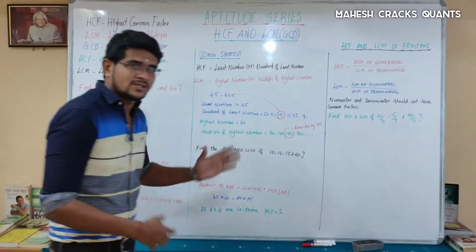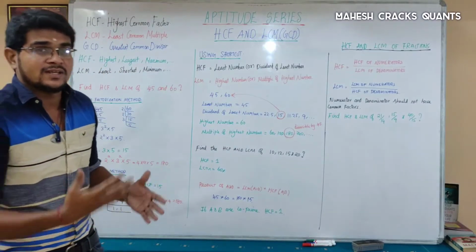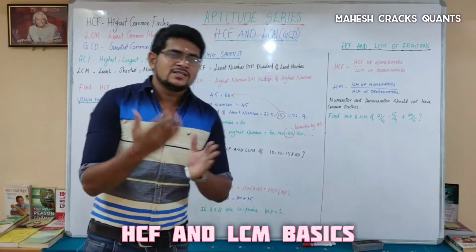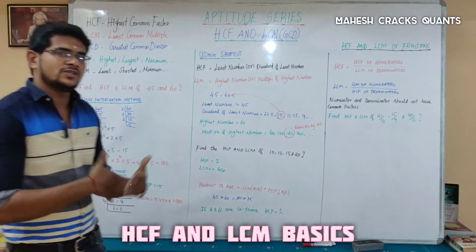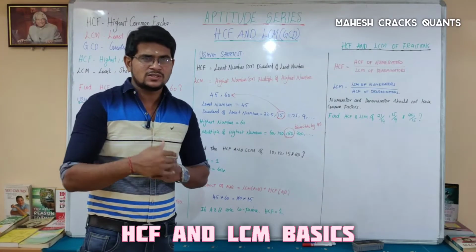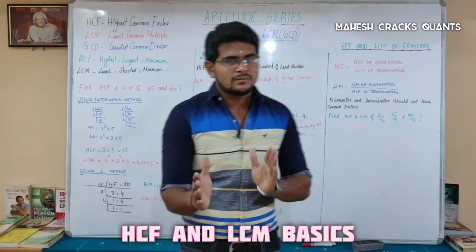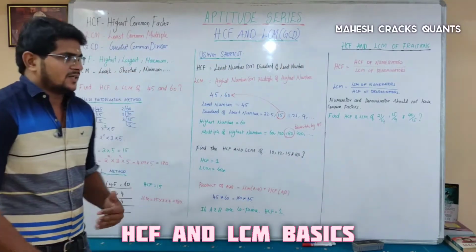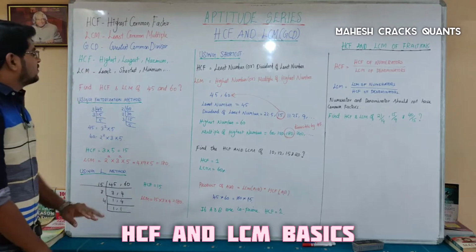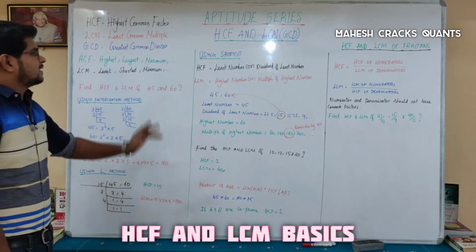So, LCM is least common multiple. You know that. HCF is highest common factor. You know that. GCD is nothing but, instead of LCM or HCF, they may have asked the question with the word GCD. GCD is nothing but greatest common divisor. Let's get started.